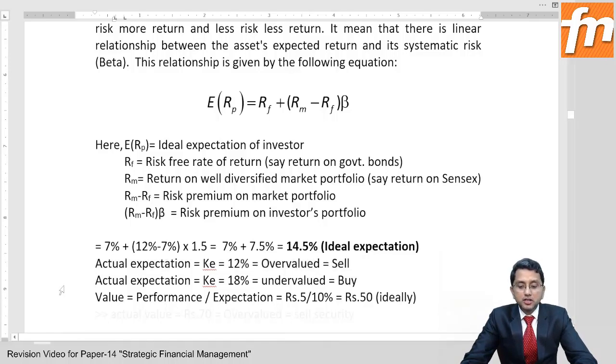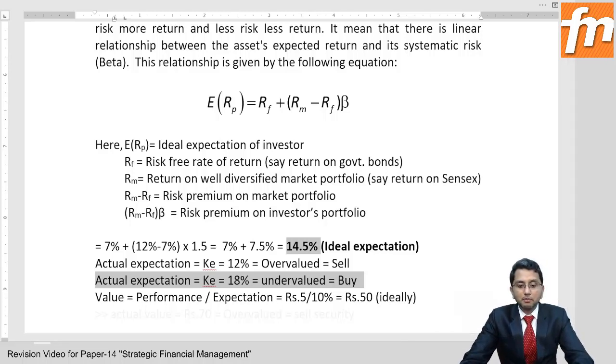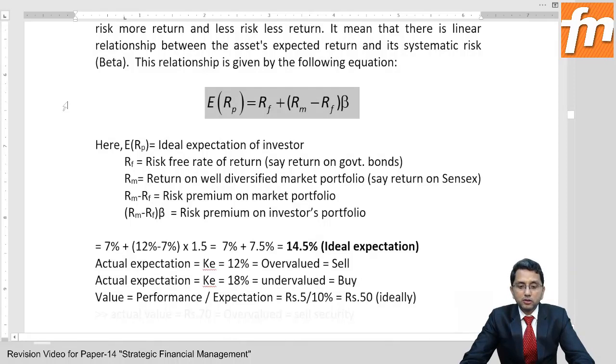If actual expectation is more, instead of 14.5%, say it is 18%, then expectation is in the denominator, and if it is more, then the value will come down. I'll say the share is undervalued and this is the opportunity to buy this share. This is how CAPM helps us to identify overvalued and undervalued stock.